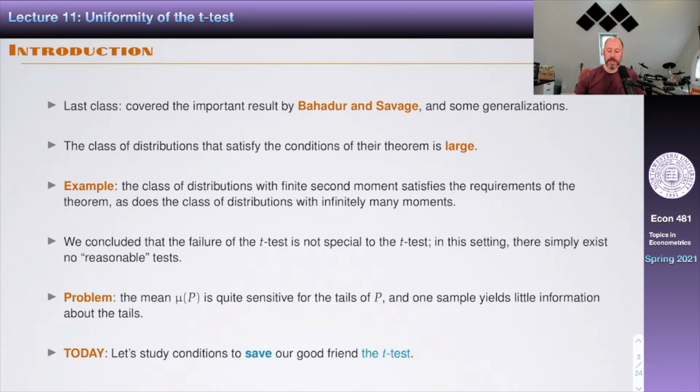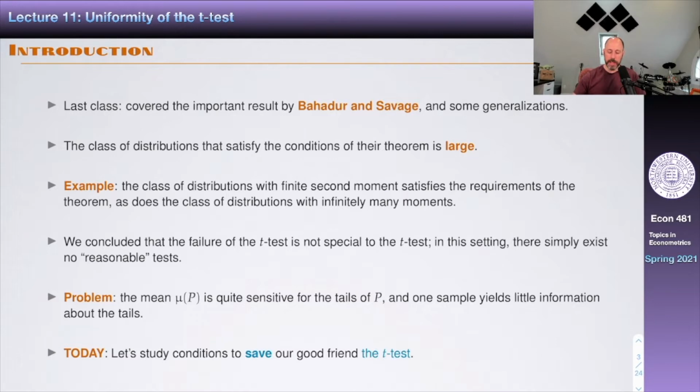Last class we covered the important result by Bahadur and Savage and some generalizations. The class of distributions that satisfy the conditions in the theorem is large. Remember, these conditions say, for example, give me a number on the real line and I can find a distribution that has the mean equal to that number. Examples are the class of distributions with second moments, and actually the class of distributions with infinitely many moments are families that fit into the Bahadur and Savage result.